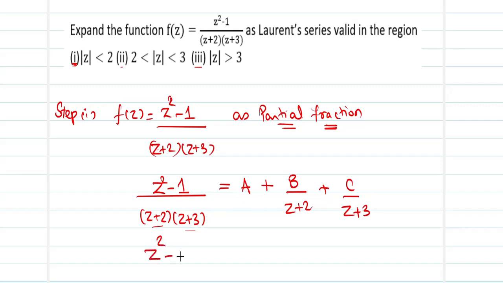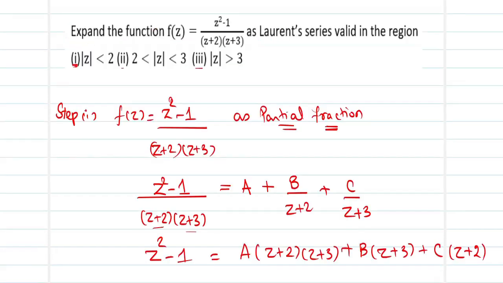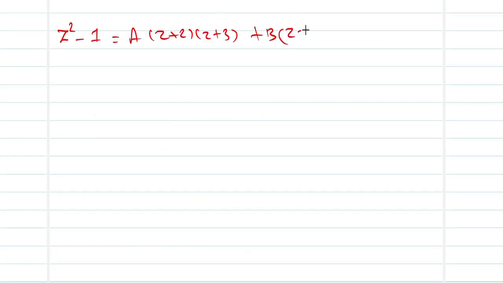So I have z square minus 1 to be equal to a into the factors are z plus 2 into z plus 3, plus b times the missing factor, which is z plus 3, plus c times the missing factor, which is z plus 2. So my target is now to find values of a, b and c. So we will quickly move on to the next thing. z square minus 1 equals a into z plus 2, z plus 3, plus b into z plus 3, plus c into z plus 2.